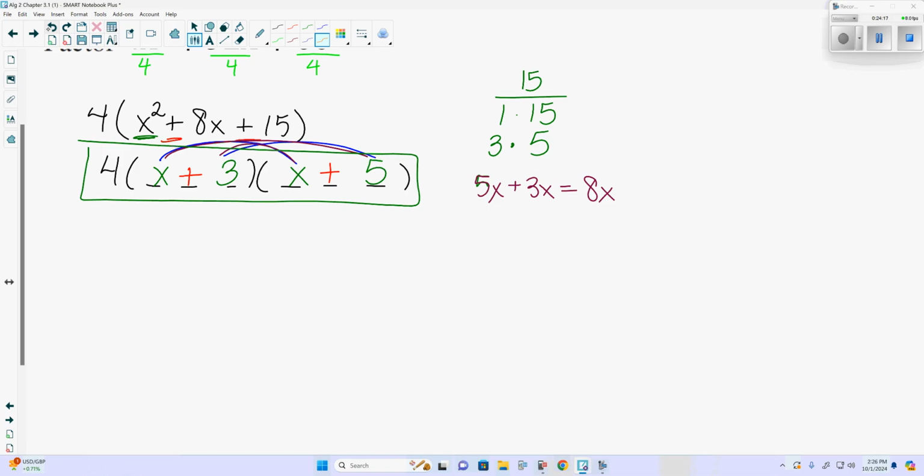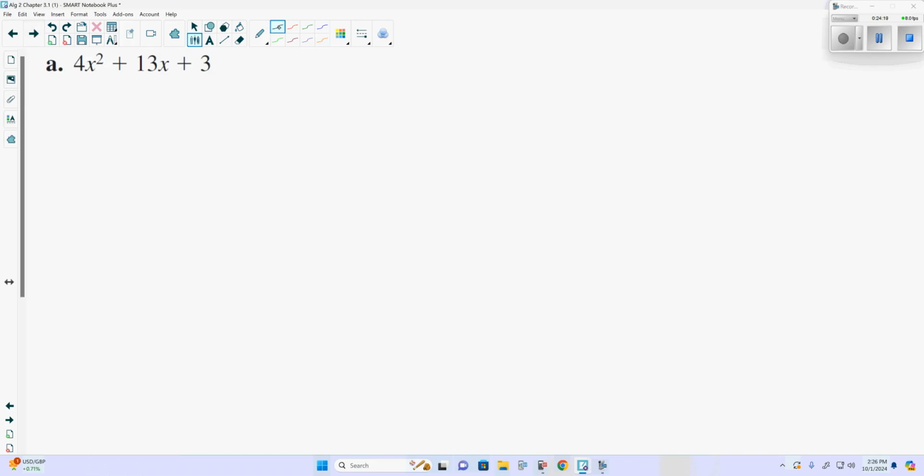All right. Let's dive right in. 4x squared plus 13x plus 3. Greatest common factor is 4, yes? No, it's not, because 4 does not divide into 4x squared, 13x, and 3. It's 1. We can factor 1 out.